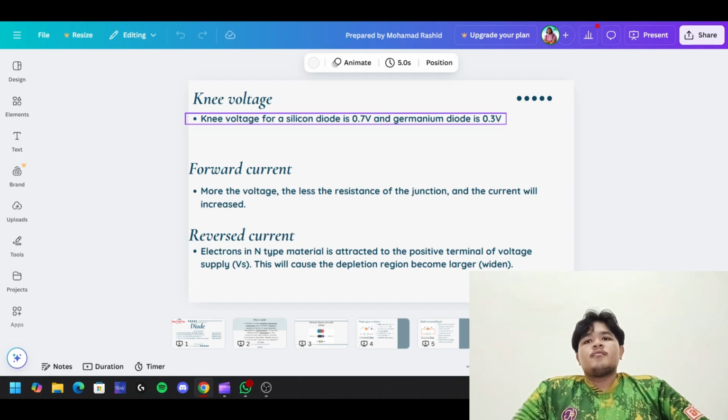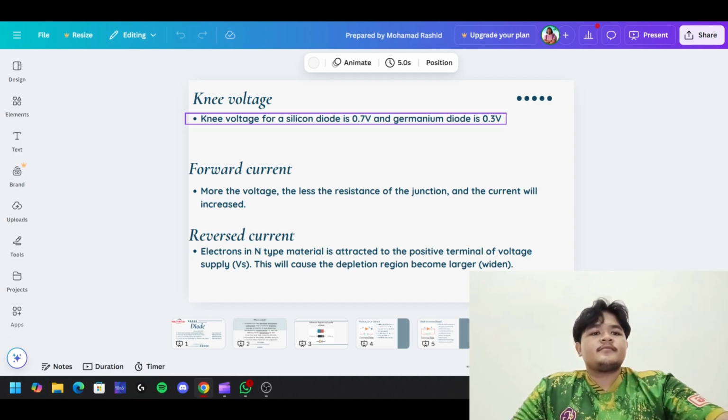Forward current: the more the voltage, the less the resistance of the junction and the current will increase. Reverse current: electrons in the n-type material are attracted to the positive terminal of the voltage supply. This will cause the depletion region to become larger.